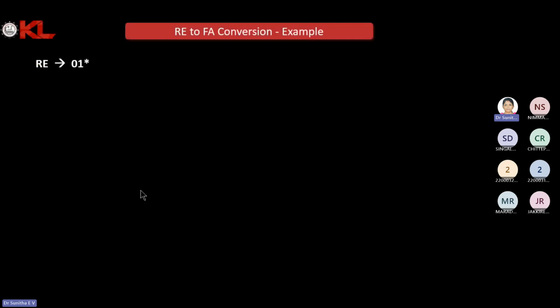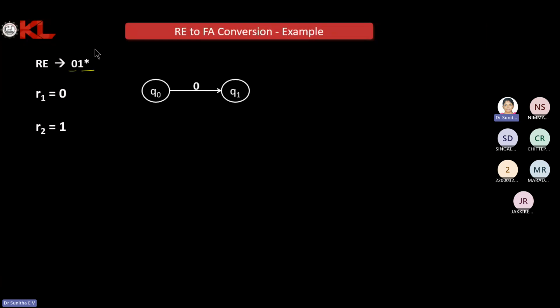Now another example: 0.1 star. Okay, that is 0 concatenated with 1 star. So let us consider 0. You find the automata for 0. For a single 0, we draw it as a transition from one state to the other, one transition we mark. Then we have to find the 1 star. So before marking 1 star, first we have to draw the machine for 1. Okay, 1 will be drawn like this, 1 as a transition.